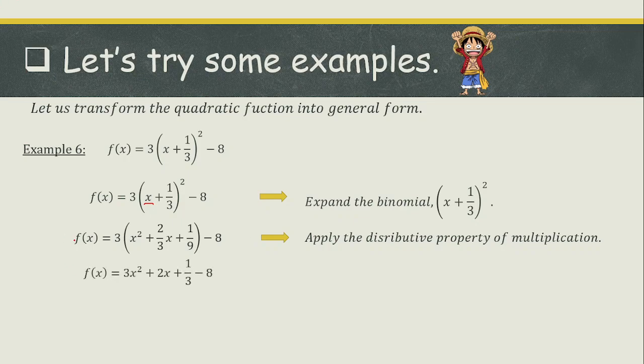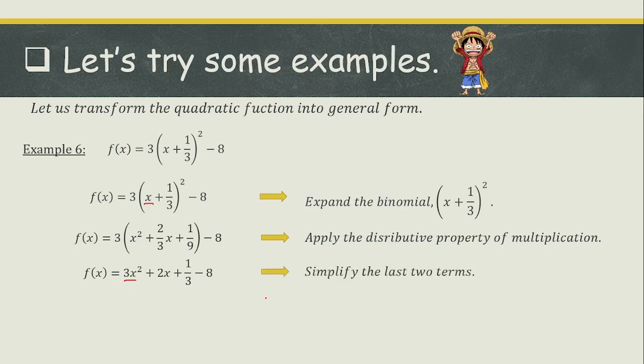So, 3 times x squared, the answer is 3x squared. 3 times 2/3 x, the answer is 2x, because 3 times 2 is 6, and 6 divided by 3, the remaining term will be 2x. And then 3 times 1 over 9, 3 times 1 is 3, so 3 over 9, the simplified form is 1/3. So f of x equals 3x squared plus 2x plus 1/3 minus 8.